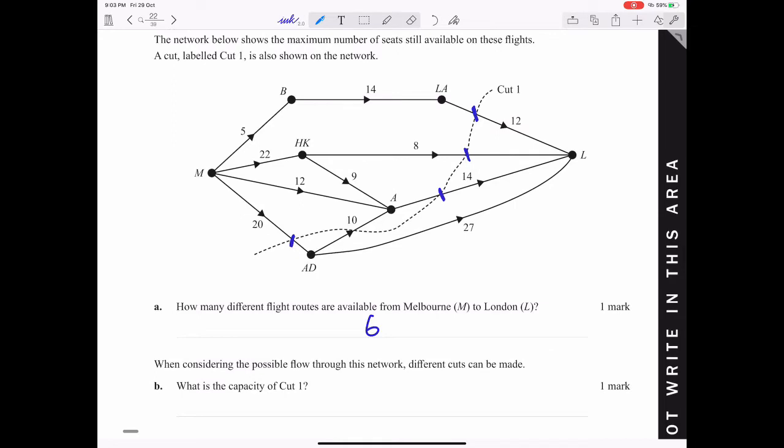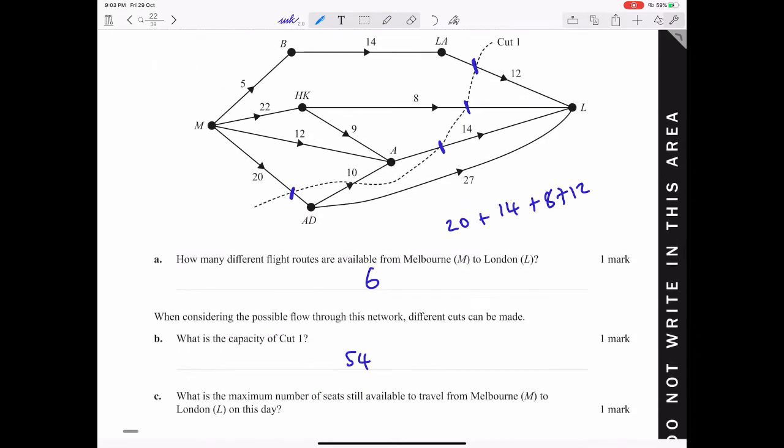So if you calculate that, it's 20 plus 14 plus 8 plus 12. That is the capacity of cut 1. So you do that in your calculator. 20 plus 14 plus 8 plus 12 gives you 54. So therefore, the capacity of cut 1 is 54 seats.